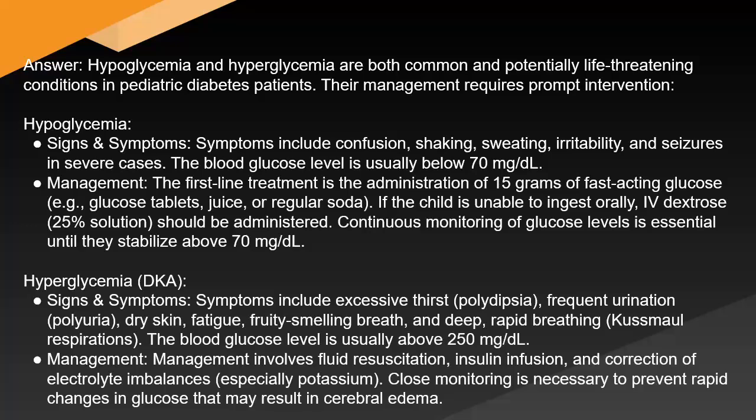Hyperglycemia, DKA. Signs and symptoms. Symptoms include excessive thirst, polydipsia, frequent urination, polyuria, dry skin, fatigue, fruity smelling breath, and deep rapid breathing, Kussmaul respirations. The blood glucose level is usually above 200 mg/dL. Management involves fluid resuscitation, insulin infusion, and correction of electrolyte imbalances, especially potassium. Close monitoring is necessary to prevent rapid changes in glucose that may result in cerebral edema.